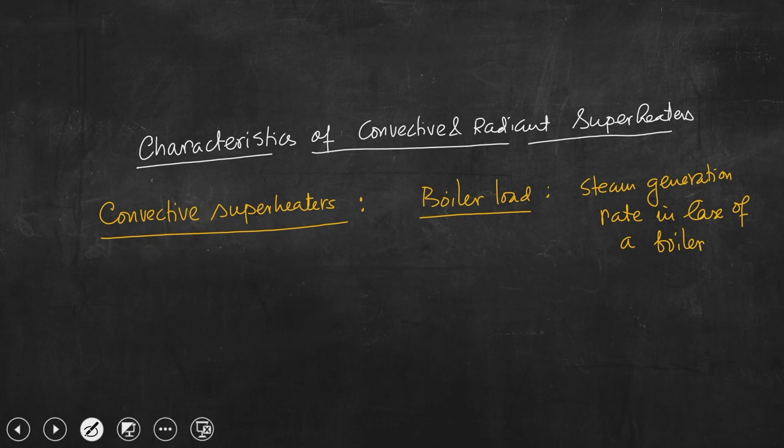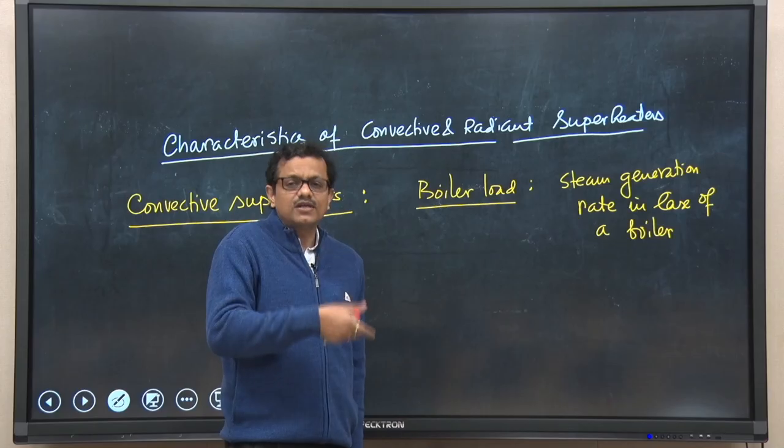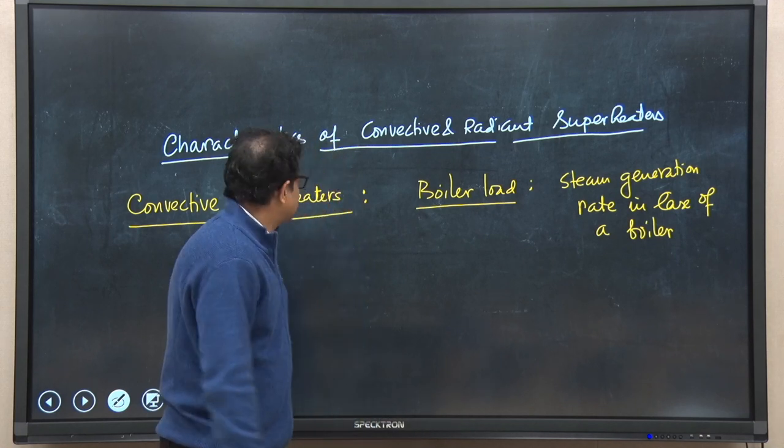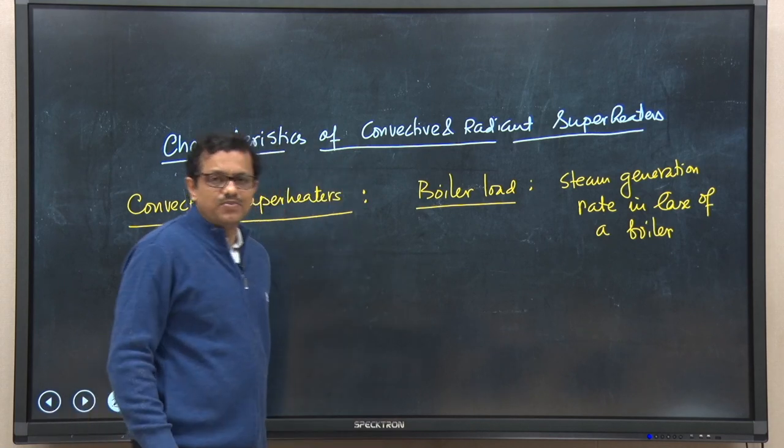That means, if you would like to have high boiler load, that means the boiler is loaded. That means we are trying to have maximum steam generation from the boiler. If the boiler is designed to produce a certain amount of steam, sometimes we may have to go off design condition. So, we may have to run the boiler at its off design condition. That means the steam generation rate expected from the boiler should be increased, depending on the requirement. So, if the boiler load increases, what would be the characteristics of the convective superheater?